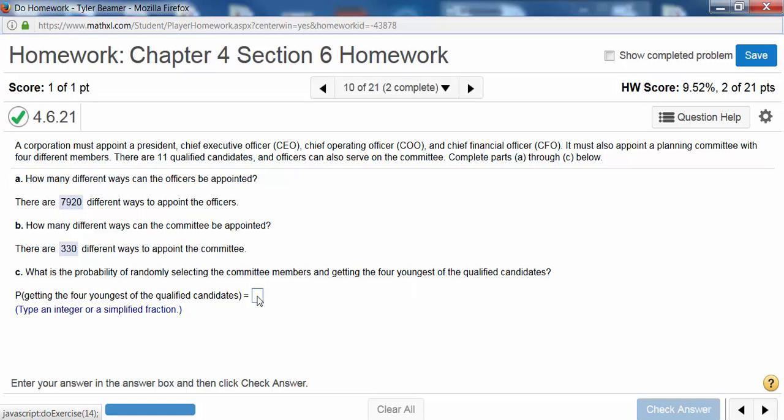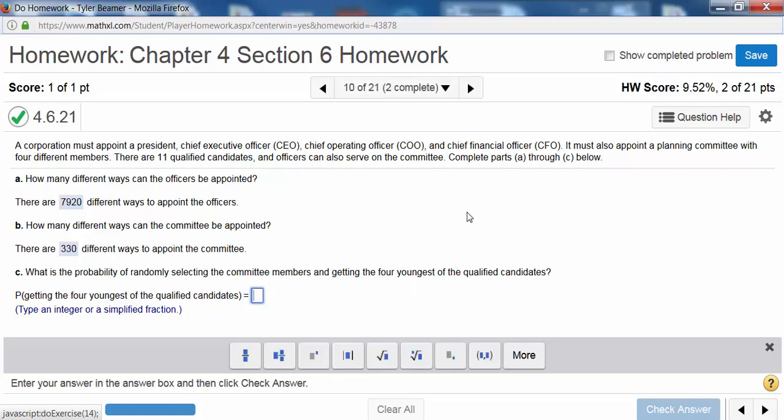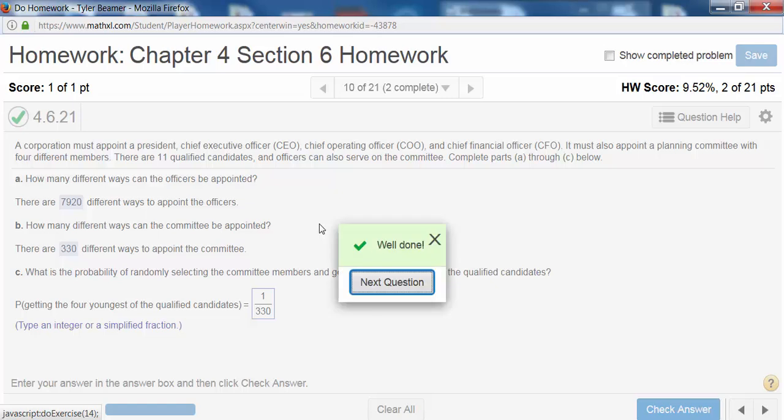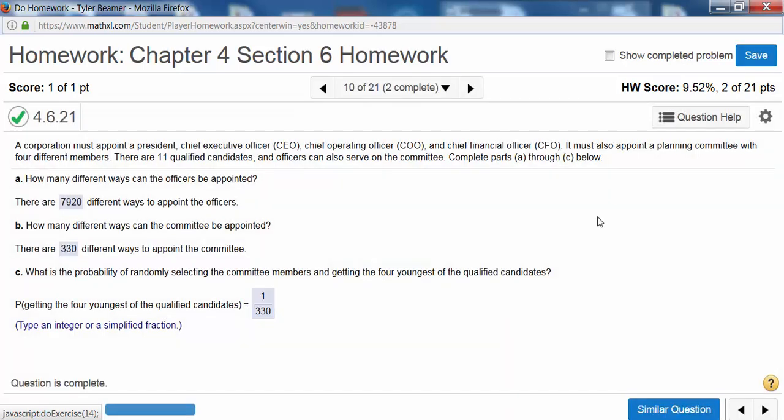Okay, and then so what's the probability of randomly selecting a committee and getting the 4 youngest of the qualified candidates? Well, that would be one of the 330 different possible combinations. So that would be the probability here.